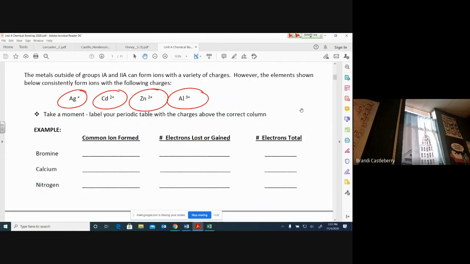When I told you that we skipped over the transition metals because they make lots of varying charges, these ones don't. Silver, right here, always makes a +1. Cadmium always makes a +2. Zinc always makes a +2. And aluminum always makes a +3. You just literally write it on the box so you don't forget.